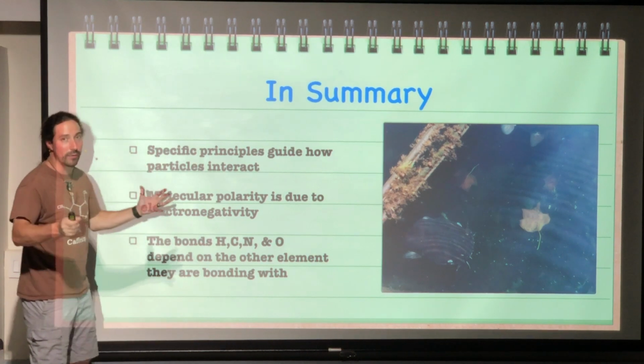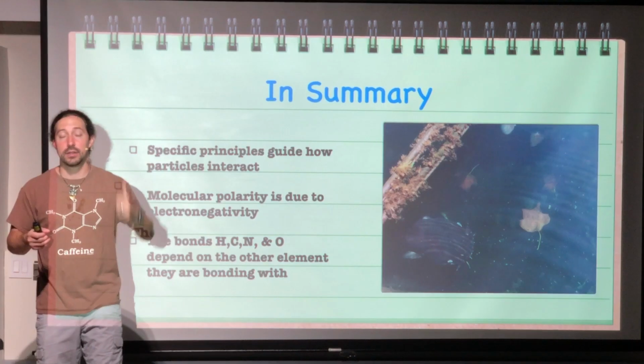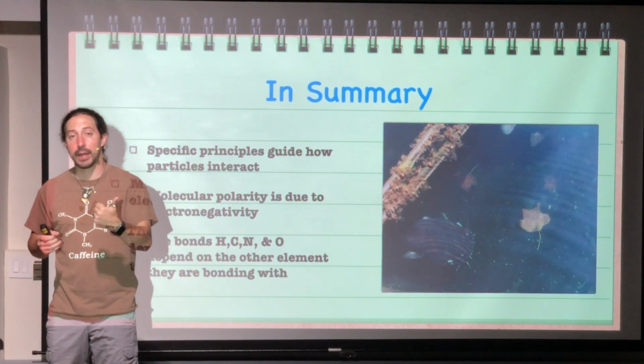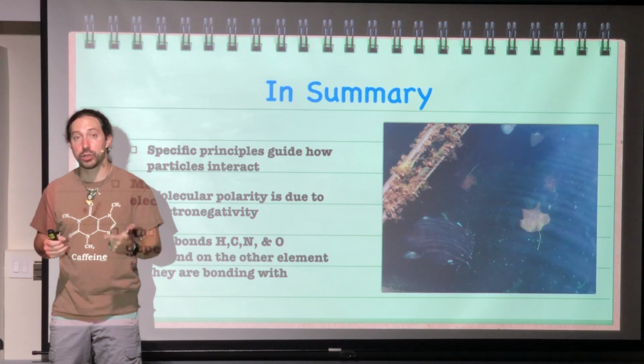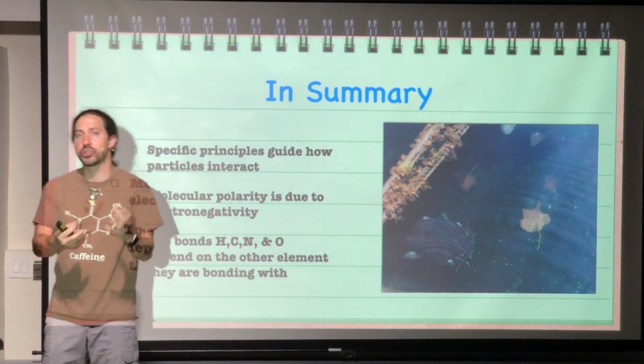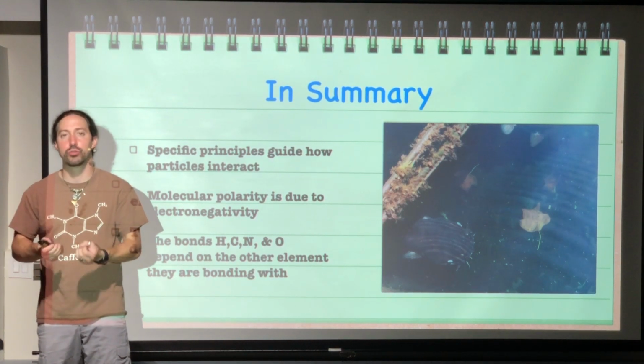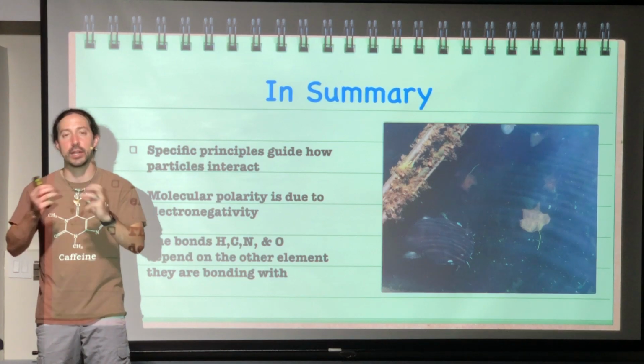So, in summary of all that, specific principles are going to guide how these particles interact. Likes, they are going to repel. Opposites, they're going to attract. Some elements are able to pull on electrons stronger than other elements. Those interactions are going to be crucial for how the molecules are going to interact.